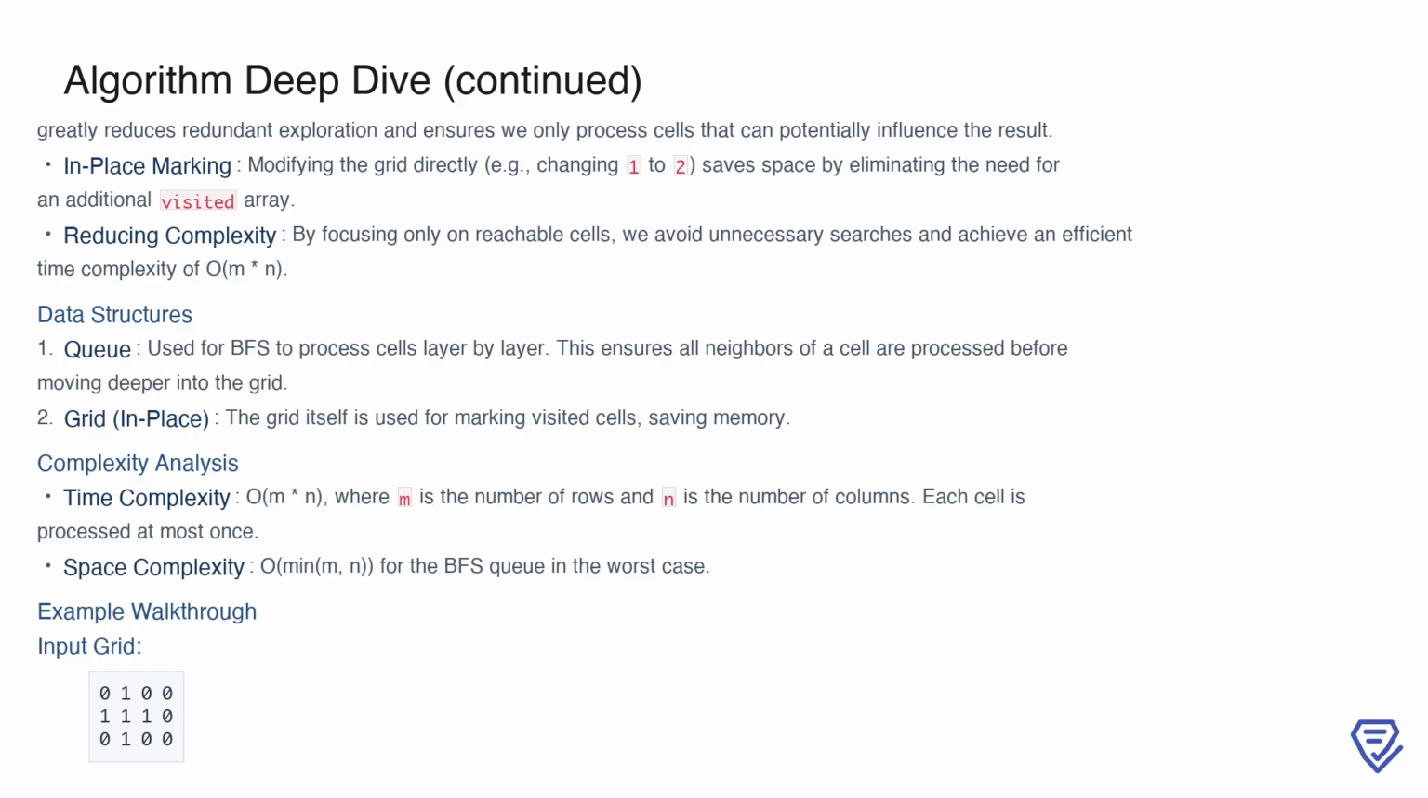The algorithm achieves a time complexity of O(m*n), where m is the number of rows and n is the number of columns, as each cell is processed at most once. The space complexity is determined by the BFS queue, which in the worst case is proportional to the smaller of the grid's dimensions, O(min(m, n)). These optimizations ensure the solution is both time and space efficient.